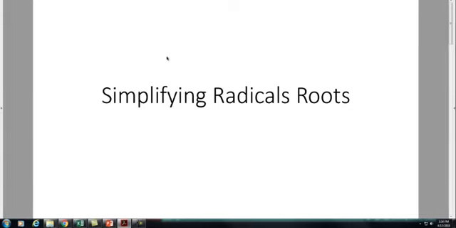In this video, we'll be looking at simplifying radical roots. We'll look at cubic and fourth root solutions. Also, I'll remind you of a division trick in this, and we'll look at the idea behind it.